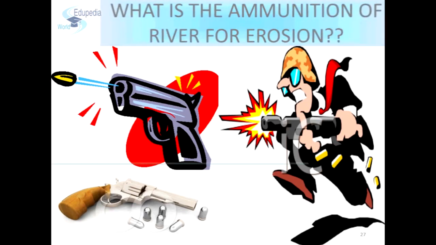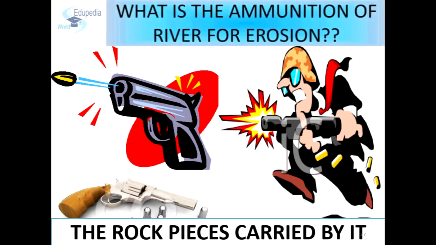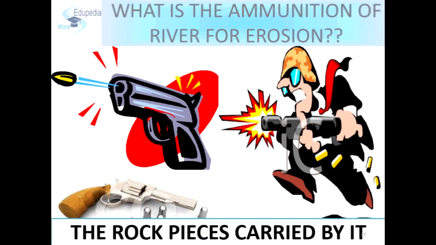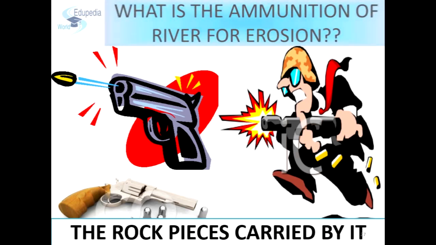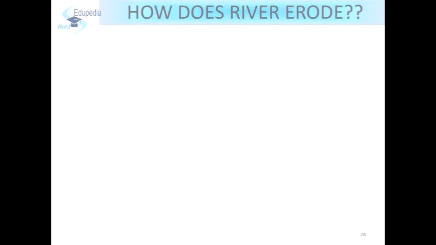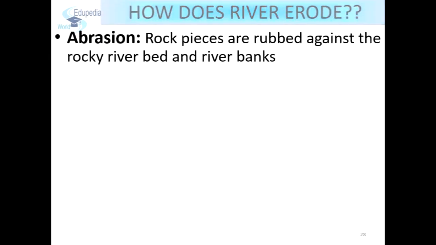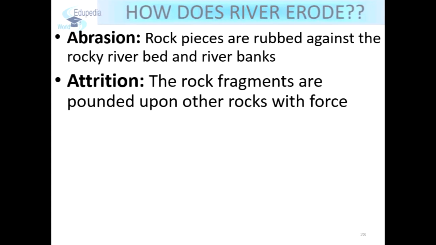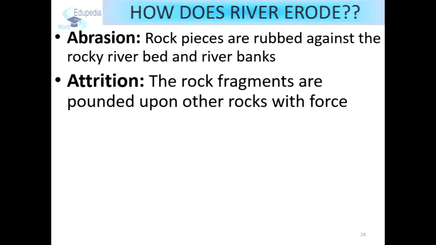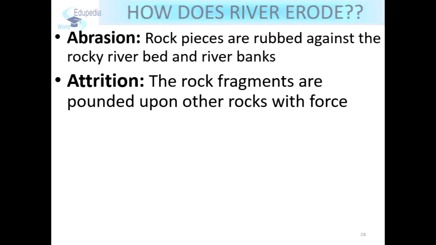Well, this ammunition is nothing but the rock pieces carried by the river. The river water picks up weathered rock pieces and uses them as ammunition to cause greater erosion. This erosion can happen in multiple ways. First, abrasion. Abrasion is caused when the rock pieces are rubbed against the rocky river bed and river banks. Next is attrition. Attrition is caused when the rock fragments are pounded upon other rocks with force.